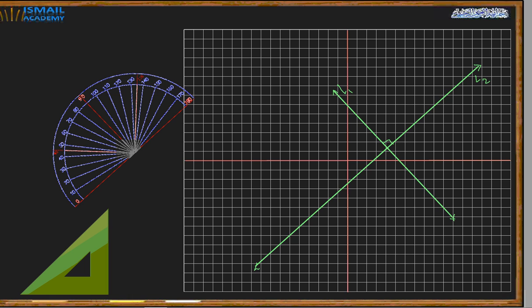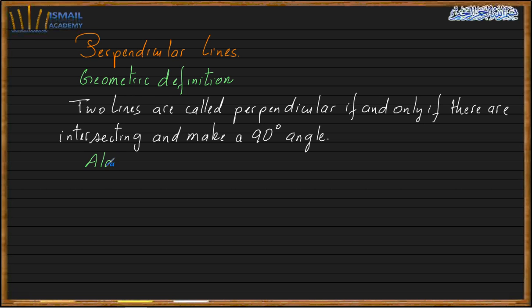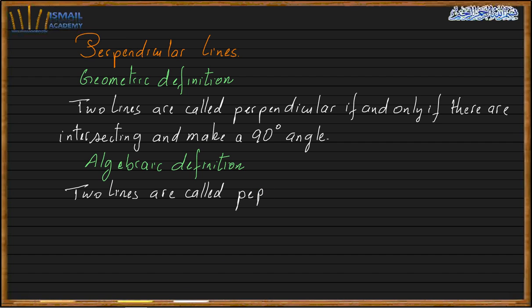Now let's talk about the algebraic definition. Two lines are called perpendicular if and only if the product of their slopes is equal to -1. So this is the algebraic definition.